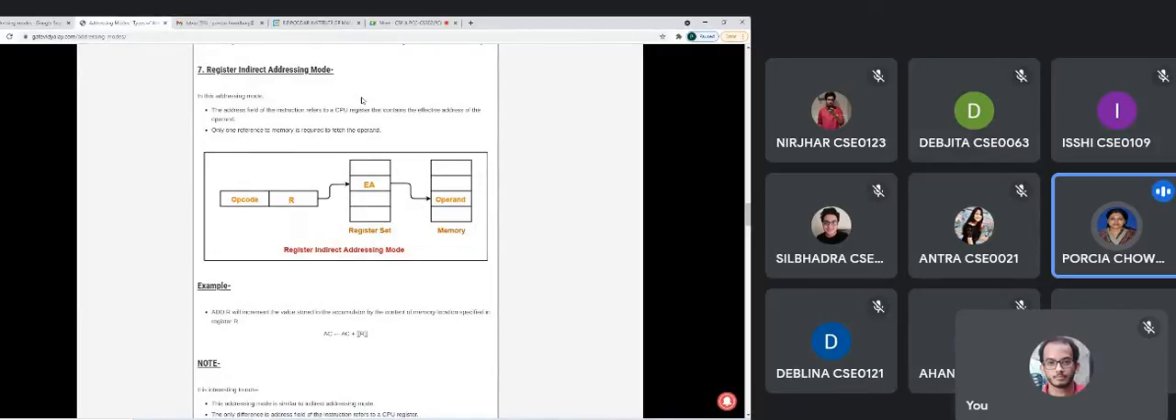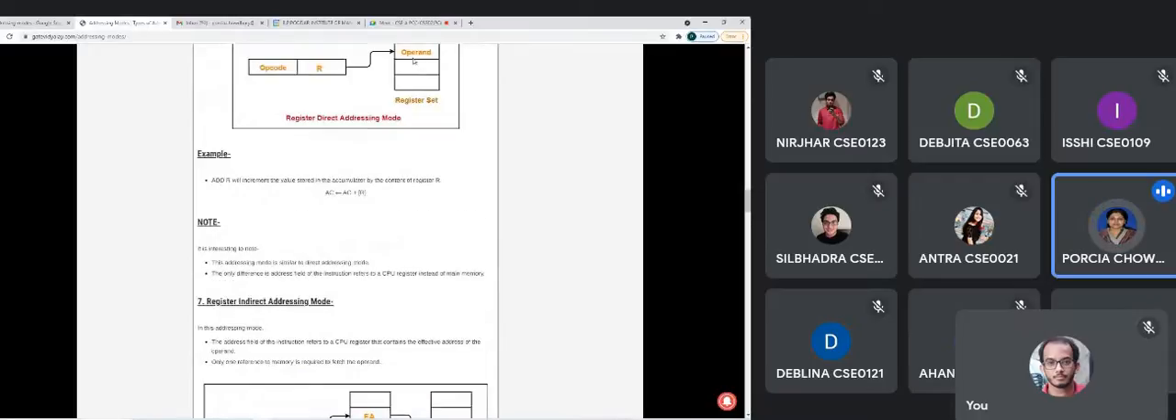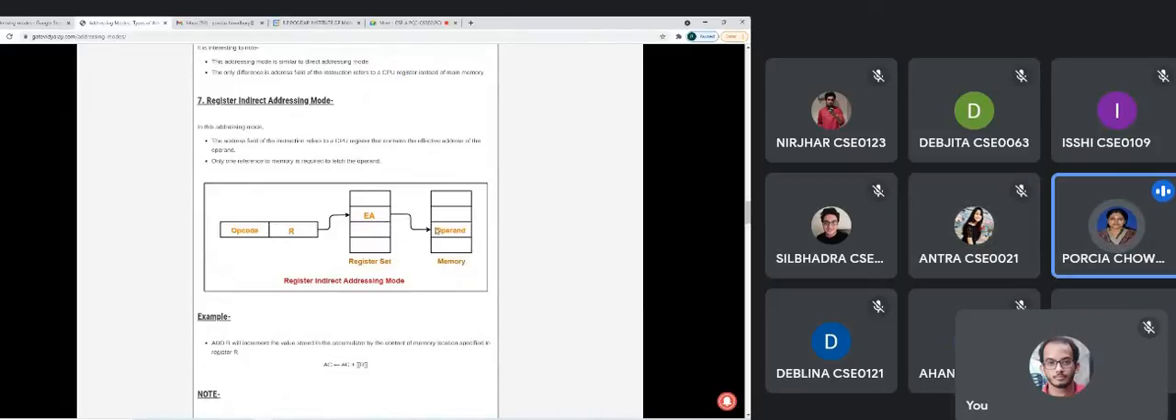So what is the difference between the two pictures? In case of register direct addressing mode, the register itself holds the operand. Over here, in case of register indirect addressing mode, the register will hold one address. So first you have to go to that address. That means you have to go to the memory location, and on that particular memory location, the operand will be stored. Is it clear? Again, the last class, whatever I told you, this is not the right one. This is the right one.